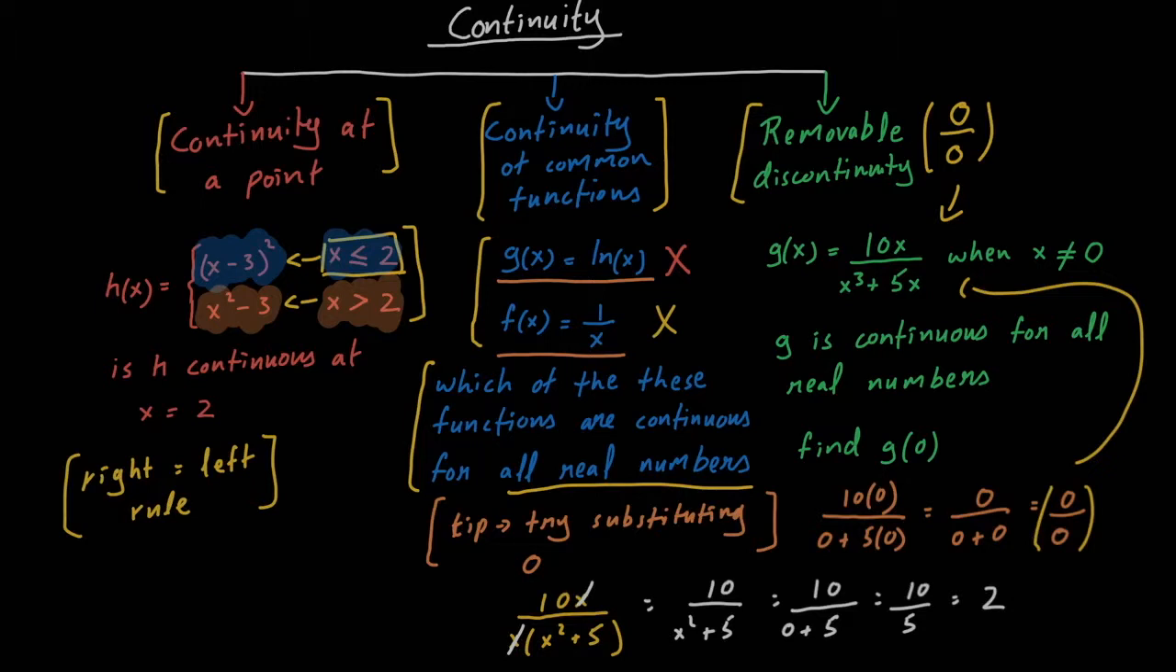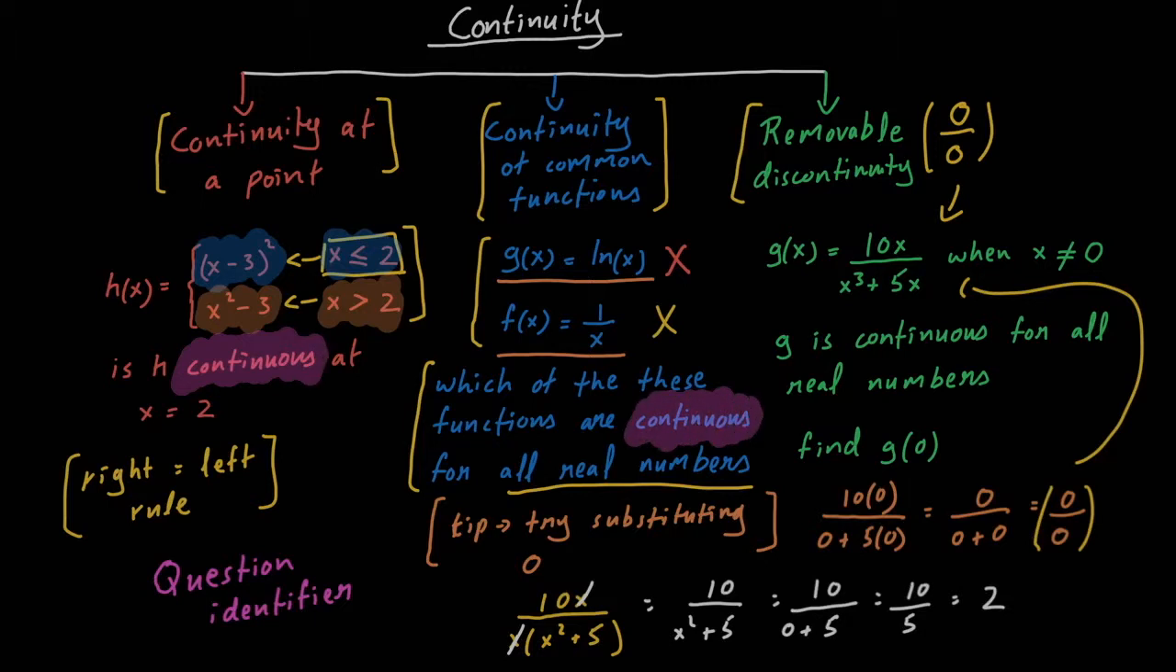Now coming to the question identifier. How do we know that this question is from continuity? It's very simple. Anytime a question has the word continuous, you should know that this question is from continuity.